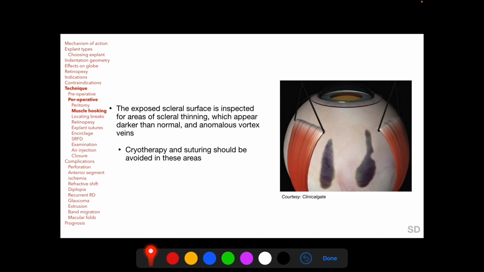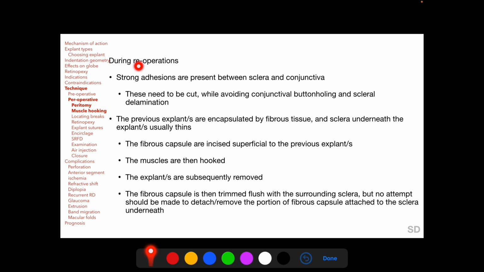The exposed scleral surface is inspected for areas of scleral thinning, which appear darker than normal as shown here in this image, and anomalous vortex veins, and cryotherapy and suturing should be avoided in these areas. During reoperations, strong adhesions are found between the sclera and the conjunctiva which cannot be dissected and need to be cut, and the previous explants are found to be encapsulated by fibrous tissue, and the sclera underneath the explants usually thins. To remove these previous explants, the fibrous capsule needs to be incised superficial to them, but no attempt should be made to detach or remove the portion of the fibrous capsule attached to the sclera underneath.